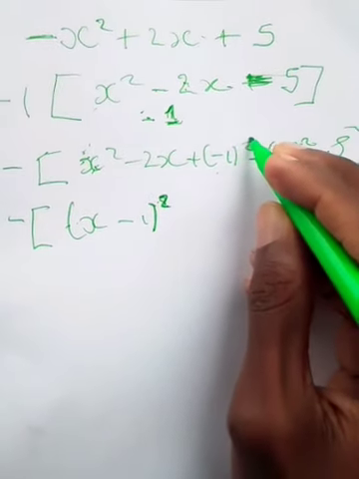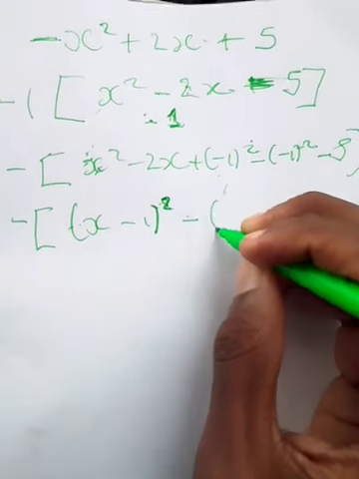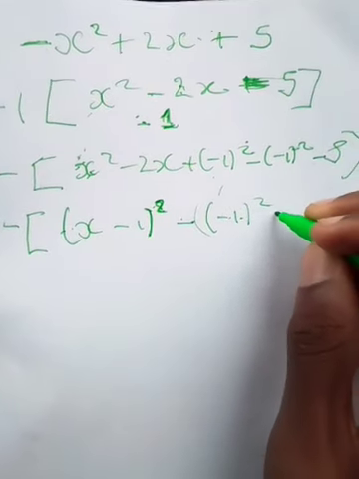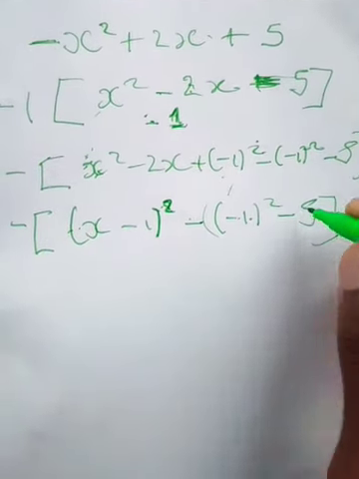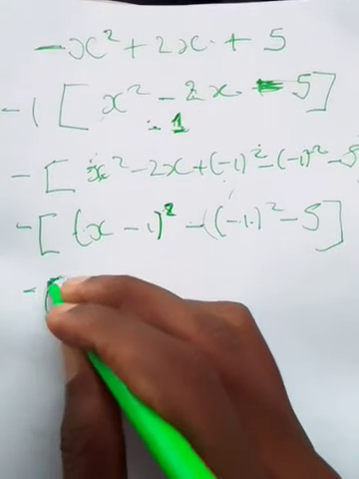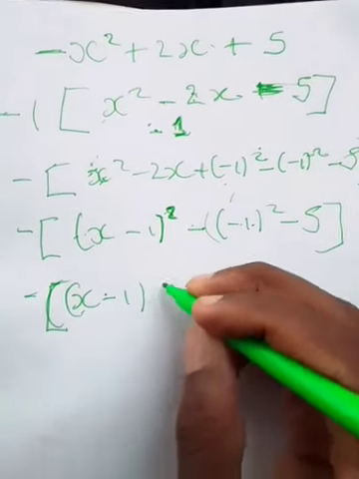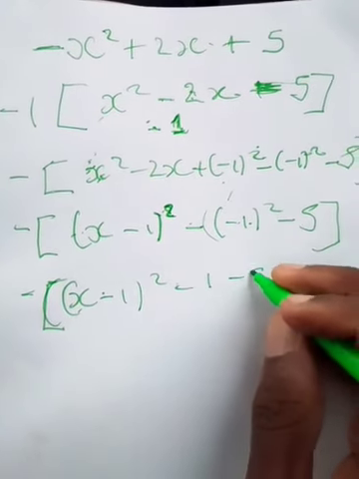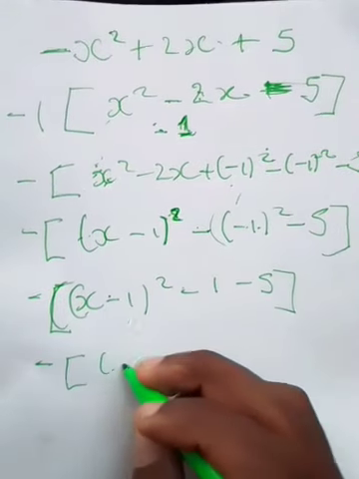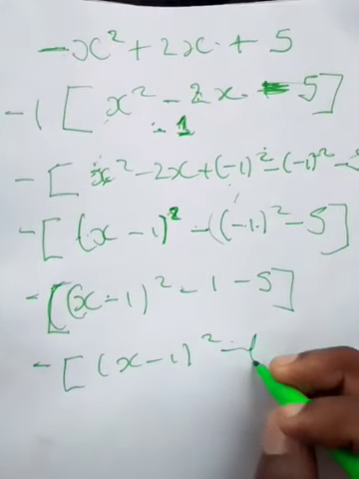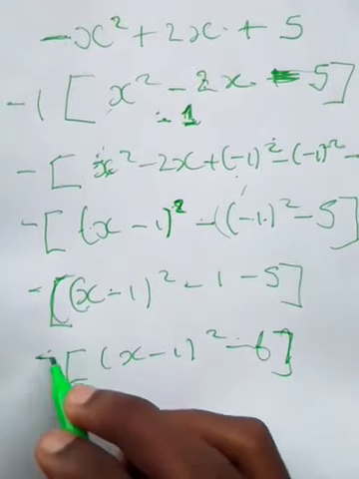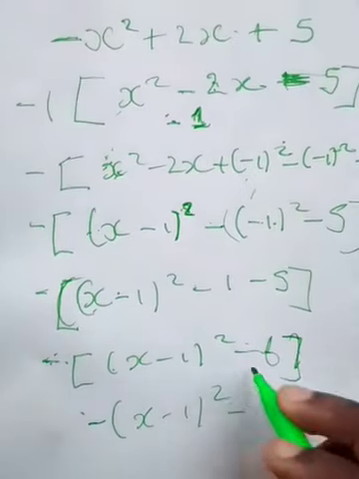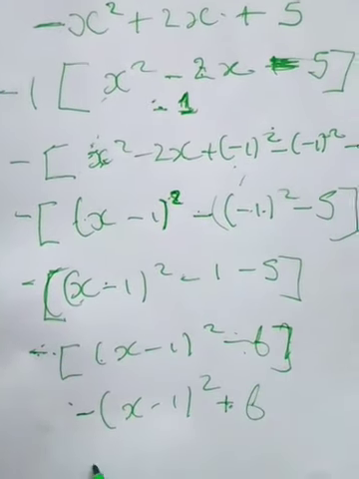And then since I've dealt with this part, I'm just going to write this part negative, which is negative this, minus 5. And then here I'm going to have x minus 1 raised to the power of 2 minus this one, which is going to give me positive 1, right? Minus 5. And here I'm going to have (x minus 1) squared, negative 6. And then I'm going to multiply this times this, it will be negative (x minus 1) squared. This times this, it will be positive 6.